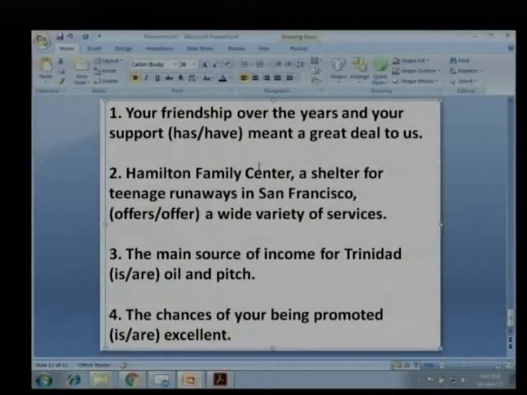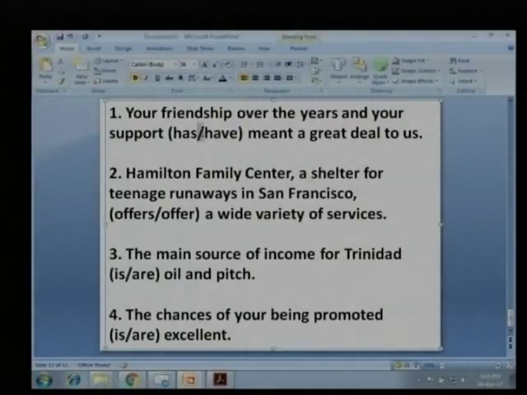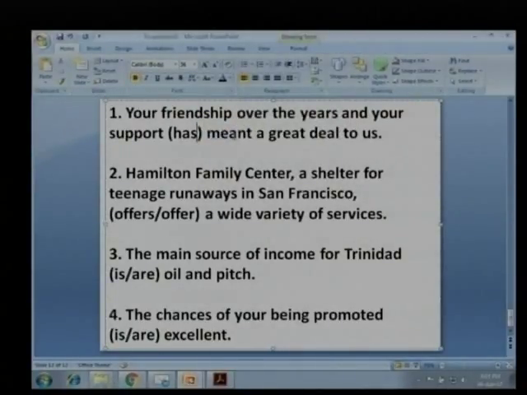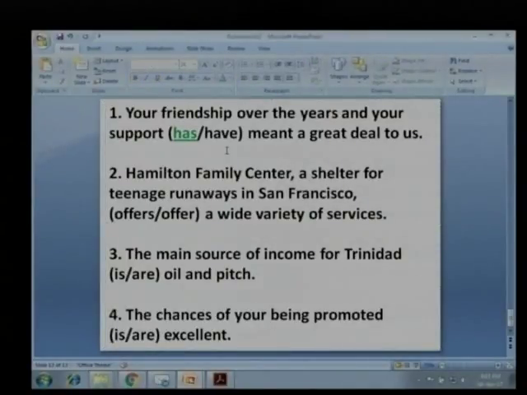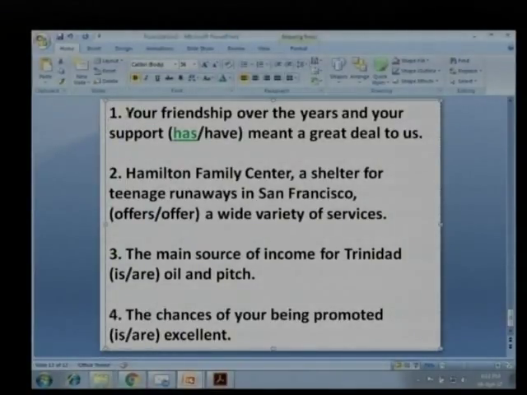If you have plural, you will pick have. But the point is the subject is your. So your is the subject, the second person. Your friendship over the years and your support has meant a great deal to us. So has is the correct answer. Why is has the correct answer? It's because the subject in this particular sentence is your. Your is singular, your friendship. So that's why you will pick has as the answer.